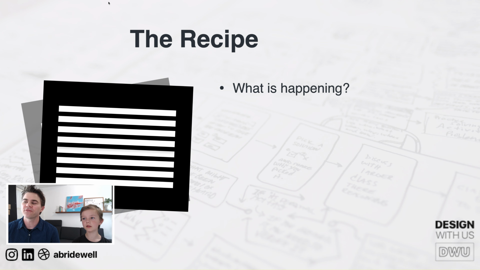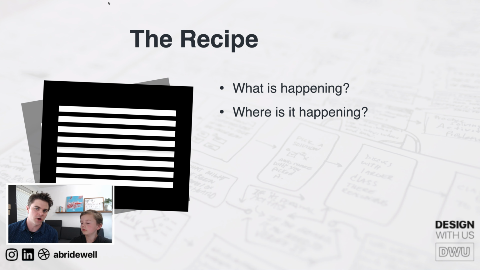Recipe number 1. The first thing that you need to do is you need to know what is happening. This is a very easy question where you can just be like, what is happening? And you can just fill this out. That's like documenting the current problem. So if somebody comes to you, there's a problem with this, Jude. What's the first thing that you could do? What is happening? And then where is it happening?